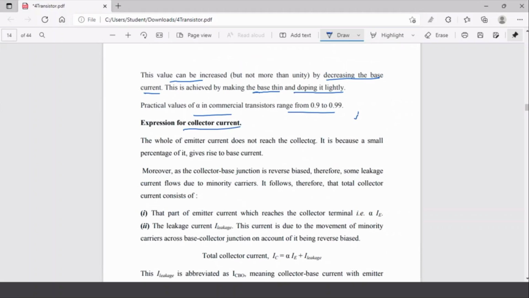Now let us find out what is the expression for collector current. We had seen the main equation, IE is equal to IB plus IC. This is the total KCL equation here. Now the whole of the emitter current does not reach the collector, because some is lost in the base, some percentage.